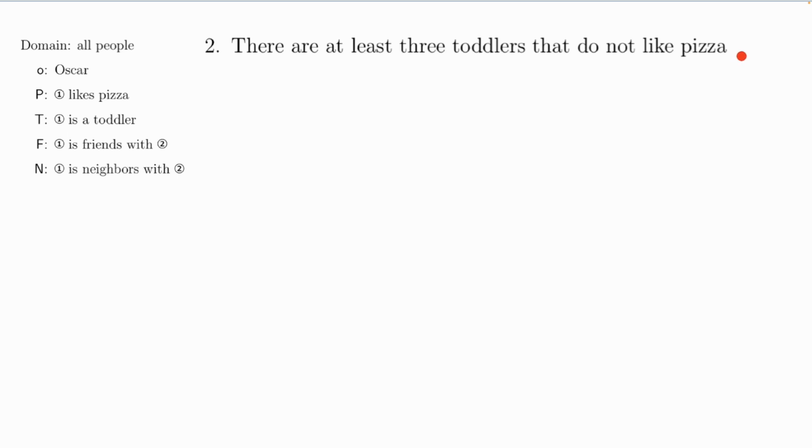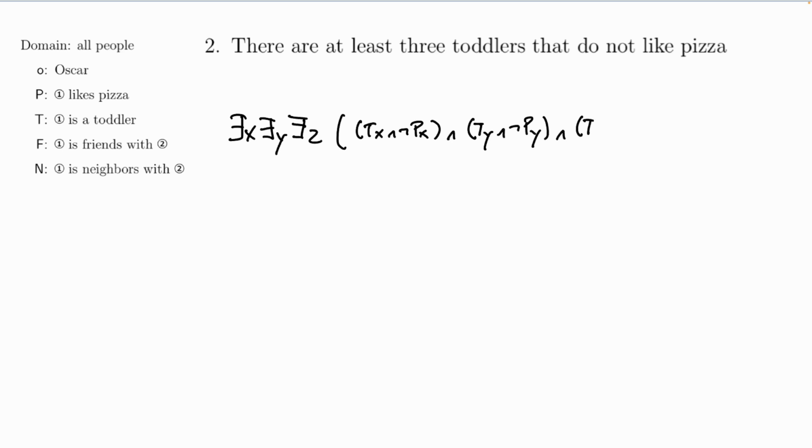Okay, moving on here to the next sentence. There are at least 3 toddlers that do not like pizza. So this time we want to capture this by saying, okay, there's an individual X, Y, and Z, such that each of them is a toddler that doesn't like pizza, and they're all distinct from each other. So we want to say there is an X, there is a Y, there is a Z, such that X is a toddler that doesn't like pizza, so TX and not PX. And Y is a toddler that doesn't like pizza, so TY and not PY. And Z is also a toddler that doesn't like pizza, TZ and not PZ.